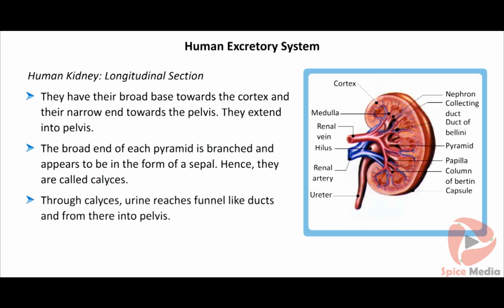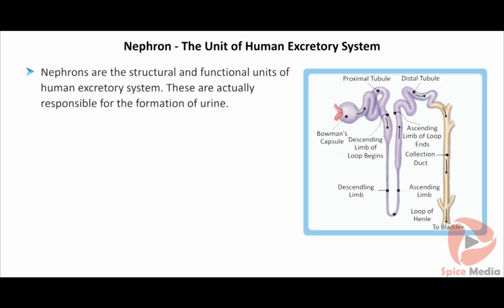Through calyces, urine reaches funnel-like ducts and from there goes into the pelvis. From the pelvis, urine enters the ureters. Nephrons are the structural and functional units of the human excretory system. These are actually responsible for the formation of urine.